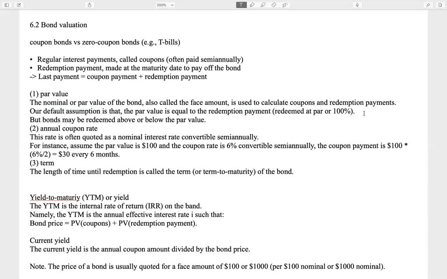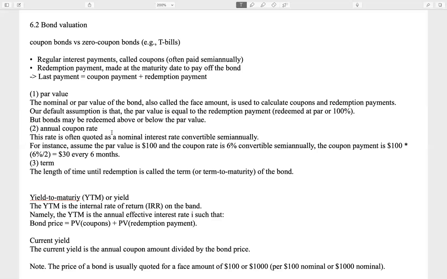Okay, bonds may be redeemed above or below the par value. So this percentage can be 120. So par value is $100, but the redemption payment is $120. And it can be below 100%. Let's say 90%. Then in my case, the redemption payment would be $90, right? But in most cases, we assume the redemption value is equal to the par value. So that is what we usually write: redeemed at par or redeemed at 100%.